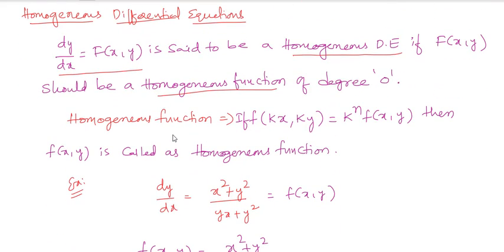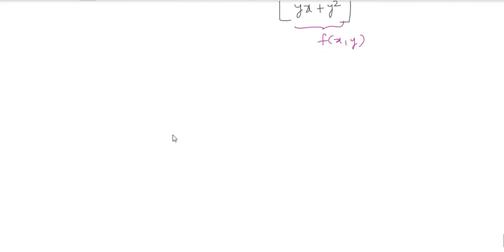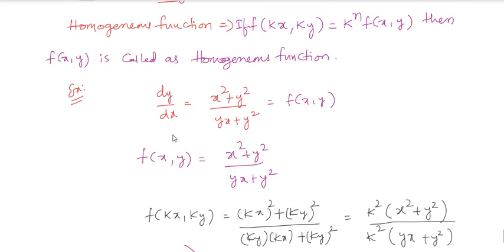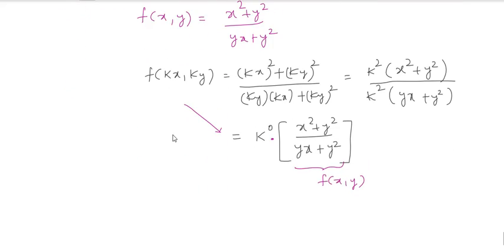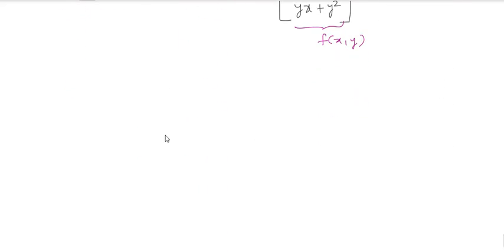Homogeneous function with a degree 0. Then I can call that a homogeneous differential equation. Clear now? Understood what I'm saying here? So now that means there's no need to always check whether I need to substitute kx, ky. Not required. So just compare the degrees. That's all. Nothing more than that.